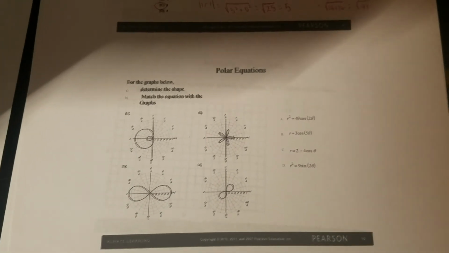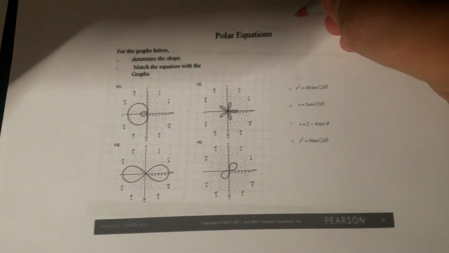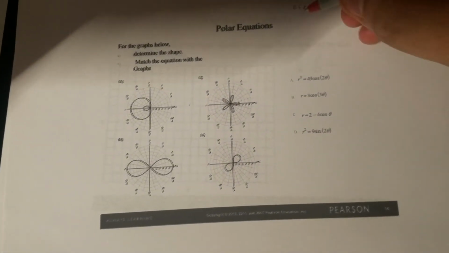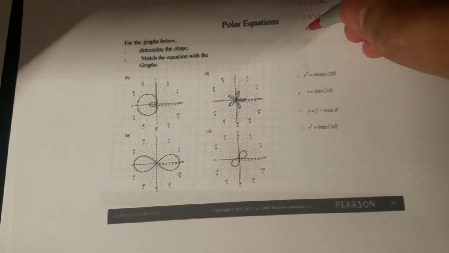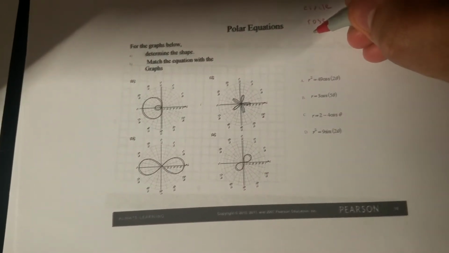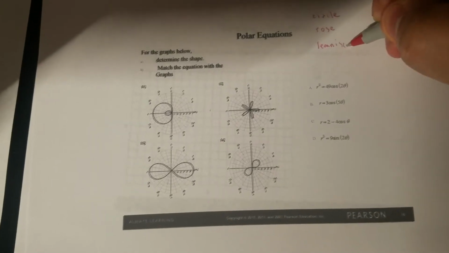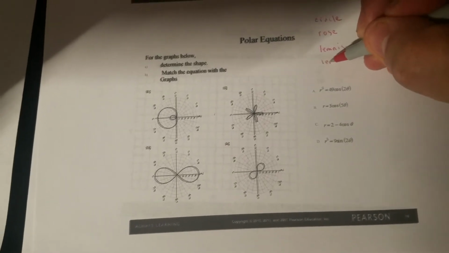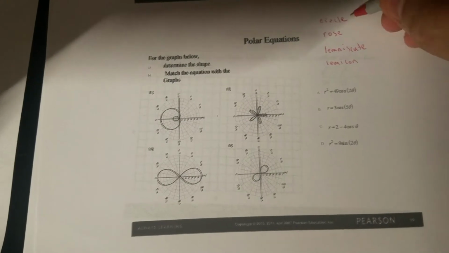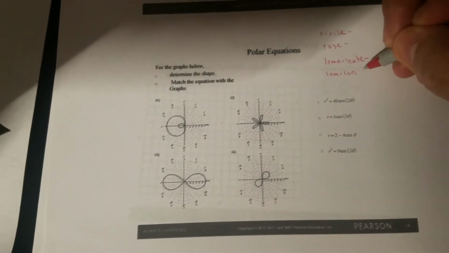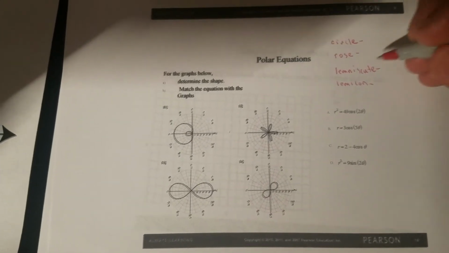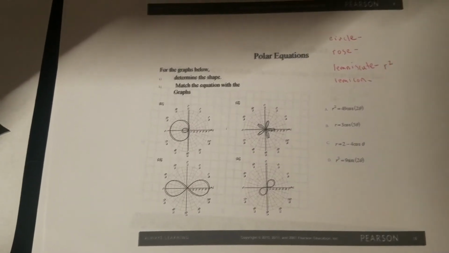The polar equations, guys. So we went over 4 shapes for these. We went over the circle, the rose, the lemniscate, and the limaçon. So you need to remember the clues for these. We'll start with the lemniscate. This one has r squared.